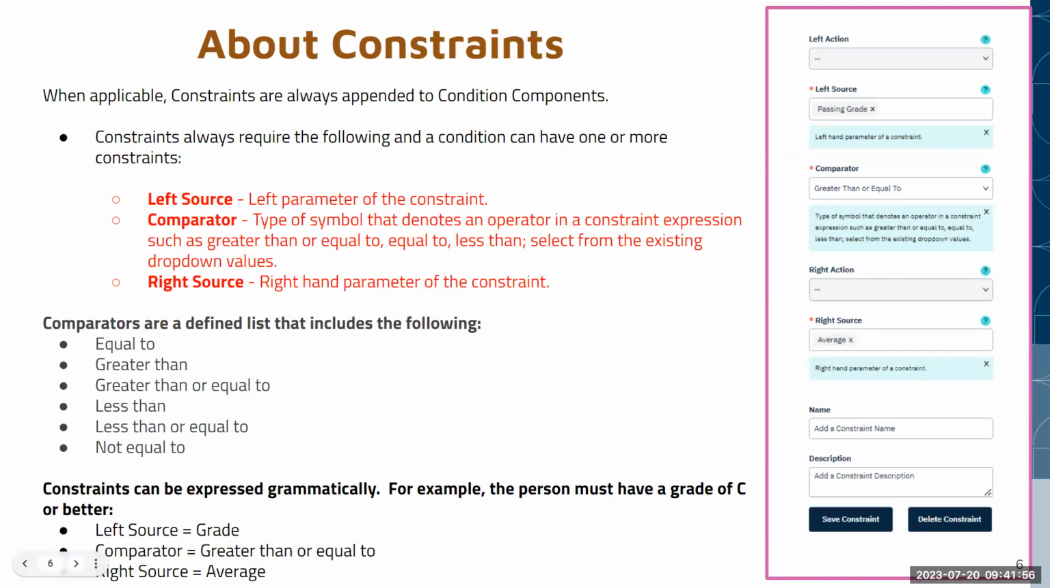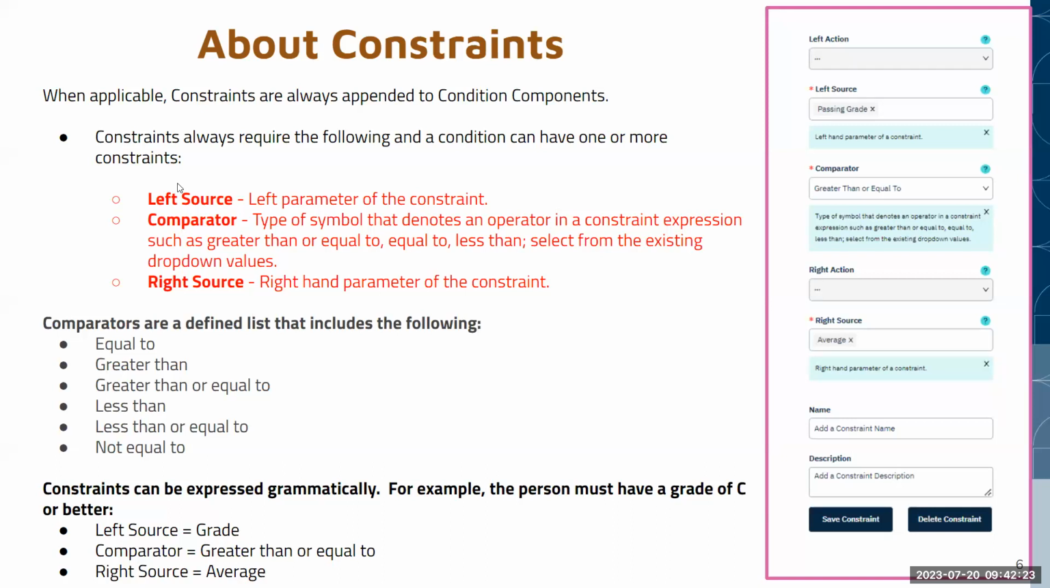So let's talk about constraints. As I said, constraints are always appended to condition components. So when you drag a condition card onto the board and you open it up, you'll fill in your condition, and then you have the option to add constraints. And constraints always require the following, and the condition can have one or more constraints. So you can have one constraint, or you could have several constraints.